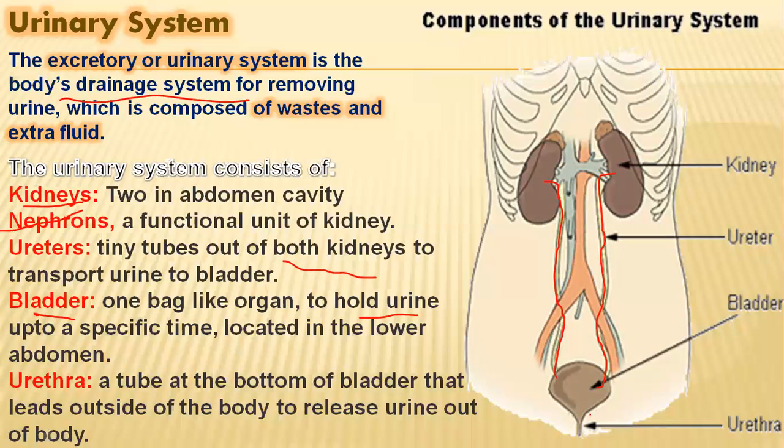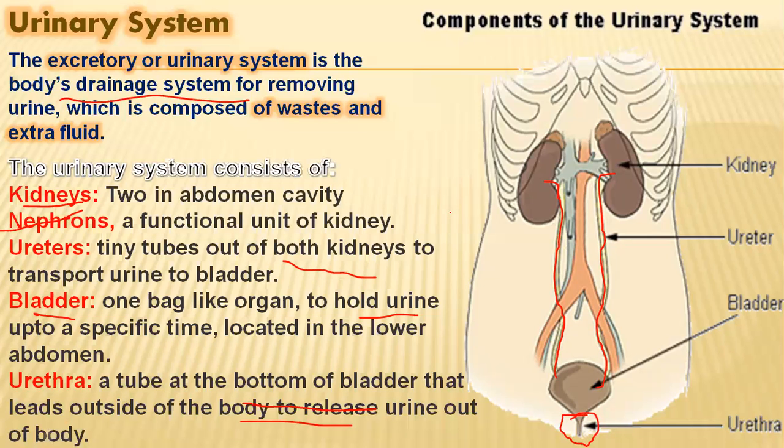The urethra is the last organ of the body from which the urine carries out all the substances and waste materials from our body and removes them out of our body. That is through the urethra. It is a tube at the bottom of the bladder that leads outside of the body to release the urine or waste out of the body.